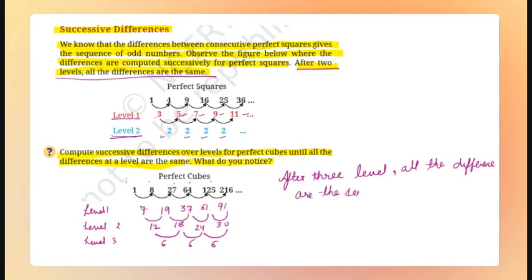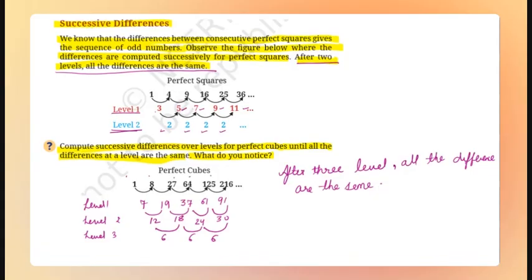ठीक है, तो ये क्वेश्चन हमारा हो गया. Now with this we finish our topic number 1.2, cubic numbers. In our next video we will continue our next topic 1.3, a pinch of history.